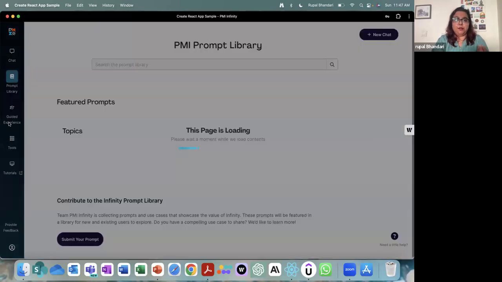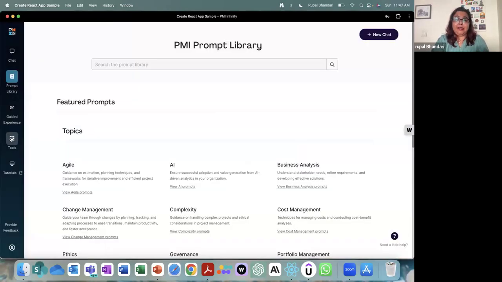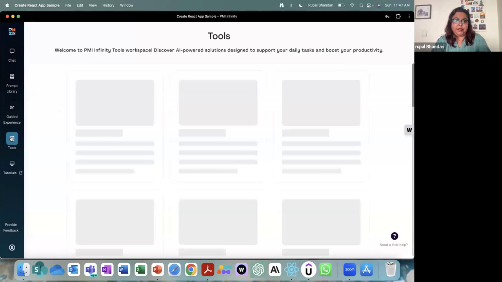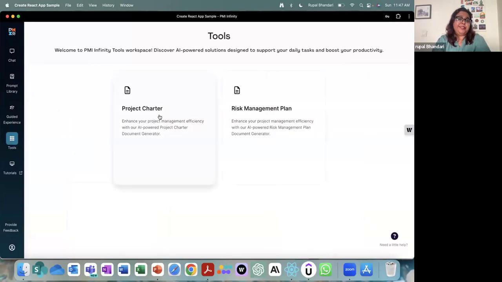You can also go to the prompt library and ask it to give you some projects of, hey, I'm from this industry, give me a mock project, I want to test my skills. If you go to tools, you can start building a project charter. You can start a risk management plan. Start and see what happens. And if you're not able to get anywhere with it, ask it to give you more mock ideas and it will do, right?